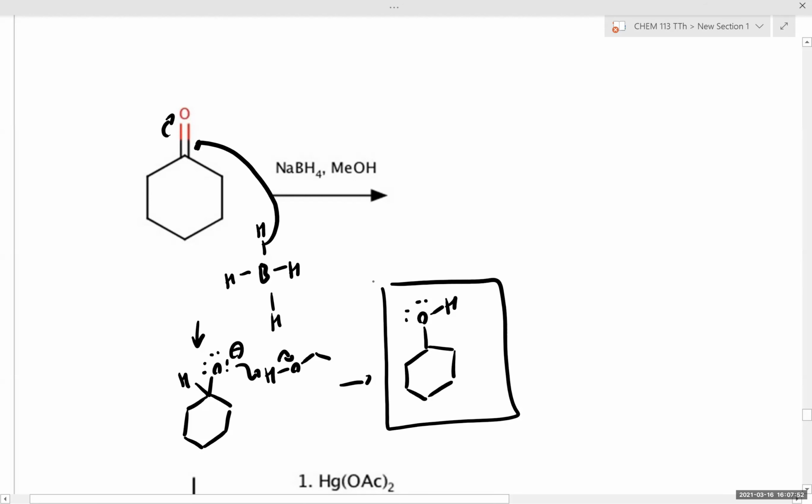Why am I not drawing stereochemistry in this case? There's no stereocenter, right? The molecule is symmetrical. Does that answer your question? Any questions on this example?